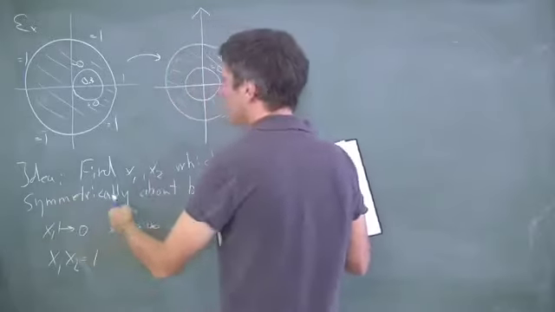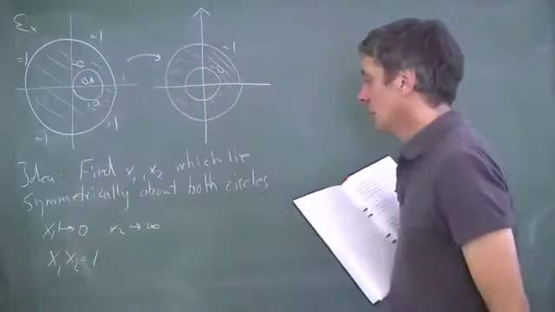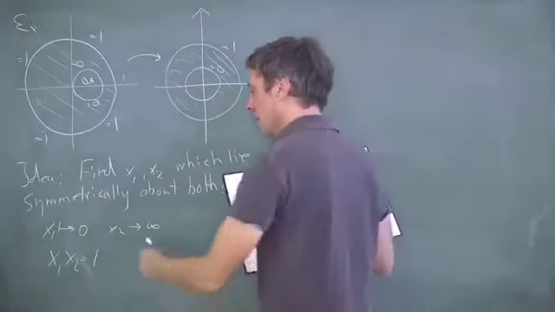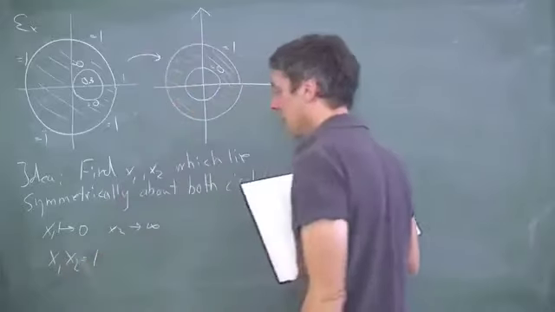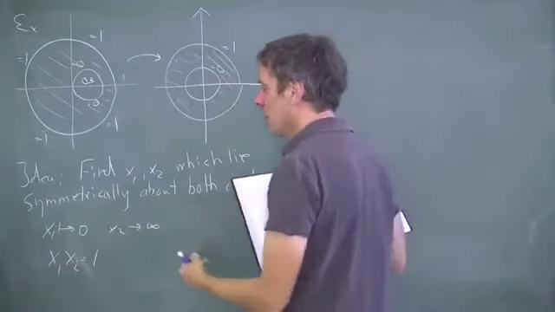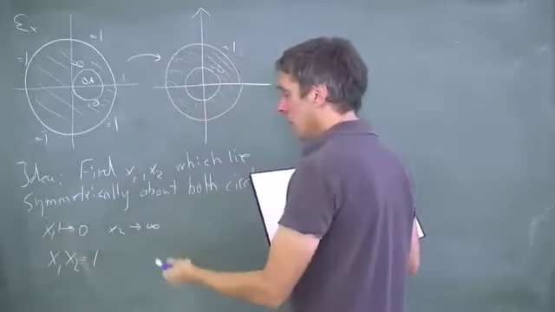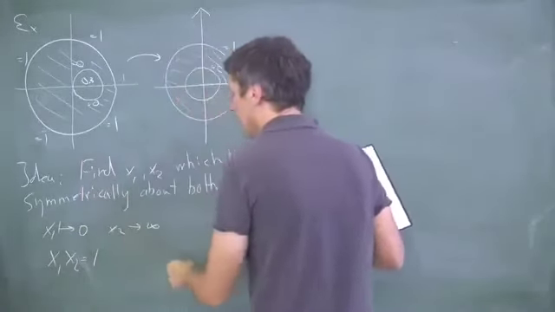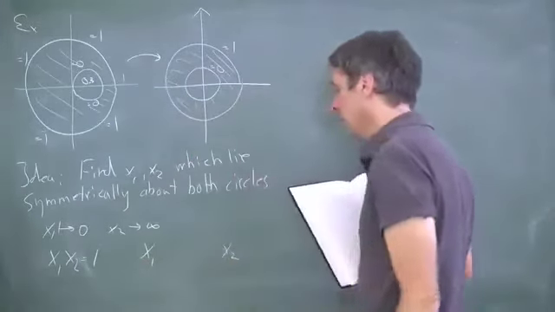But then we also have the condition that they should lie symmetrically about the inner circle. What's the condition for that? Well, actually, we can use the same formula, the same equation that I've deduced, if we're a little bit clever. So consider these 2 points, x1 and x2.